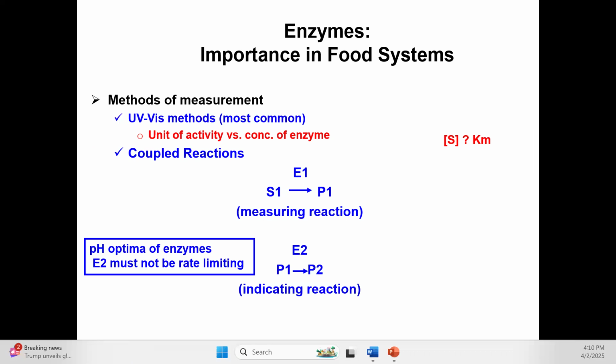We call the first reaction in a coupled reaction the measuring reaction or auxiliary reaction. The second one is the indicating or indicator reaction, because that's what you measure, the absorption and the indicator. But before I go there, I forgot, what's the definition of 1 unit of activity versus concentration of the enzyme? When I say concentration of the enzyme, what am I really measuring?